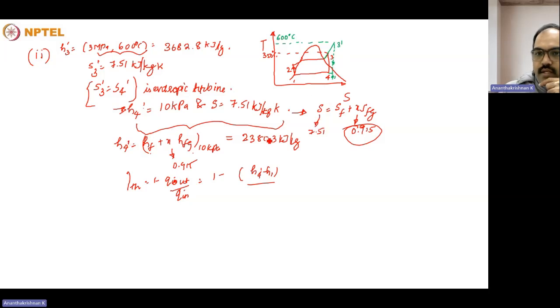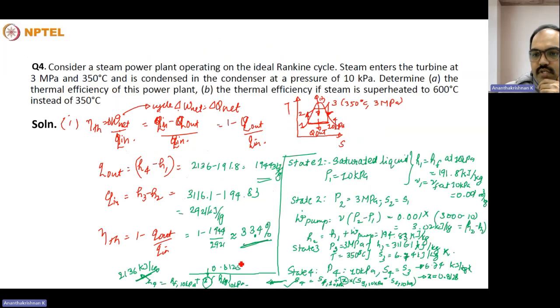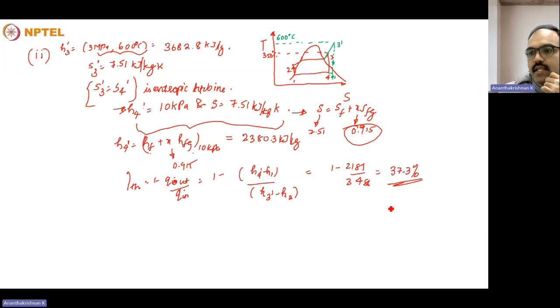So I have been using it interchangeably X4 and H4 dash. So this is a new statement: H4 dash minus H1 divided by Q input, which will be equal to H3 dash minus H2. So H1 and H2 remain the same from the previous case, and if we plug in the H4 dash and H3 dash value, we will get the value as 37.3%. So if you try to observe, in the first part of the problem, we got an efficiency of 33.4%. And in the second part, we got an efficiency of 37.3%.